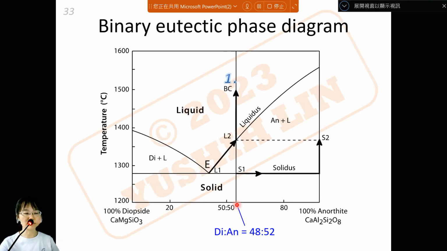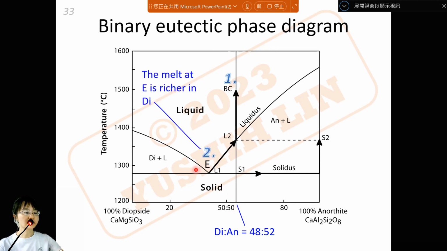This is the initial composition. Temperature goes up. This is the lowest temperature at which the rocks start to melt. When this happens, there is the best composition for the melt. This one, where your DI is probably 60 and your AN is 40. The best composition is relatively enriched in DI compared to the bulk composition.